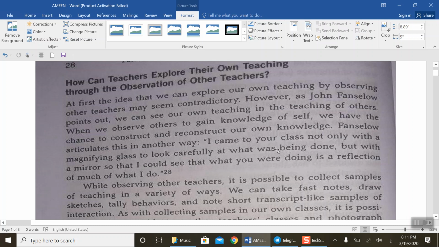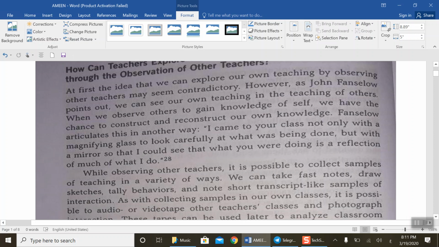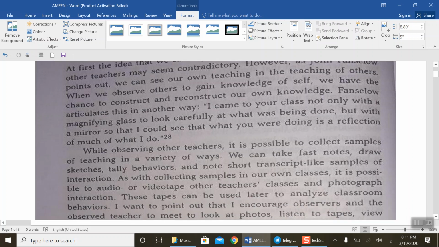I came to your class not only with a magnifying glass to look carefully at what was being done inside the class, he means here, but with a mirror, so that I could see that what you were doing is a reflection of much of what I do. So what other teachers do inside the class is the same as what we do. So all of us as teachers, we do the same inside the class.